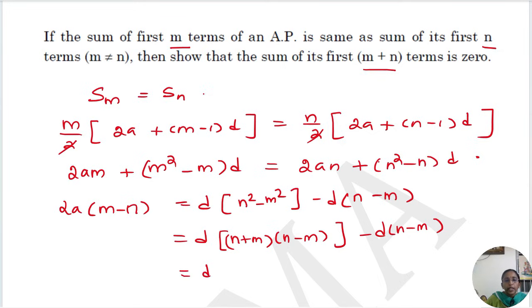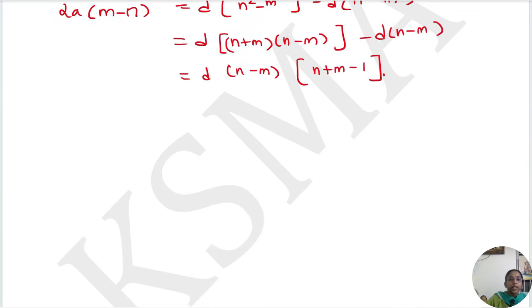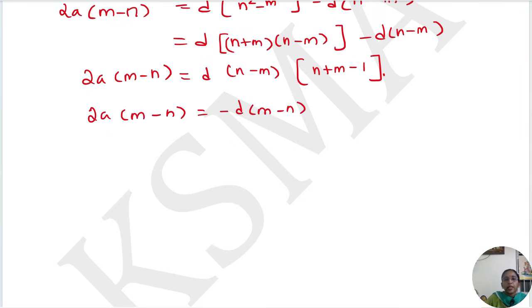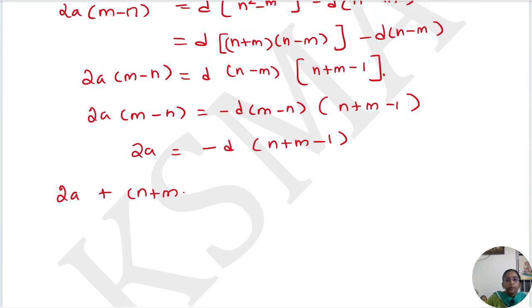And you can take d and (n minus m) common, so n plus m minus 1. And on the left hand side we have 2a times (m minus n). For cancelling the terms, we take the negative outside, so m minus n and n plus m minus 1. So 2a is equal to minus d into (n plus m minus 1). Bring it to the left side: 2a plus (n plus m minus 1) times d is equal to 0.